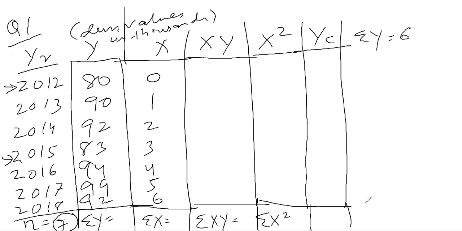640. 630. What is summation x? Ma'am, 640. No, it's not 640, it is 630. What is summation x? 21. Is 21. Then get summation xy. Multiply x into y and get the summation. Which is your summation xy? Get me the values.